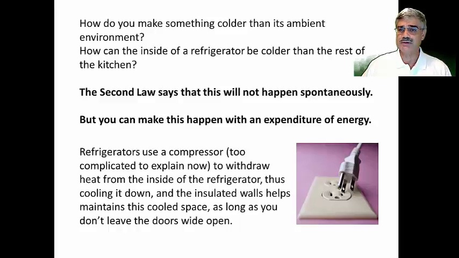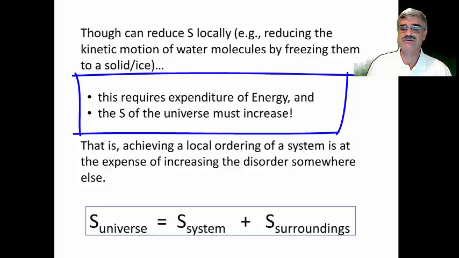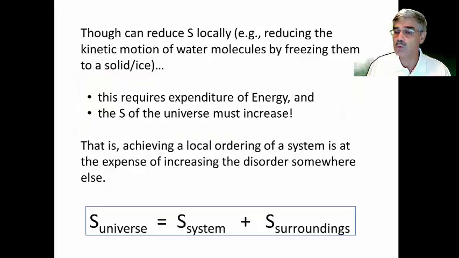Likewise, we can create regions that are more organized, more ordered. We can clean our room, but at the expense of doing work. So we can reduce entropy locally. We can reduce the kinetic motion of water molecules by freezing them into a solid or ice. We can do this locally with an expenditure of energy. And the second law tells us that when we do so, the entropy of the universe must increase. That is, achieving a local ordering of a system must be at the expense of increasing the disorder somewhere else.